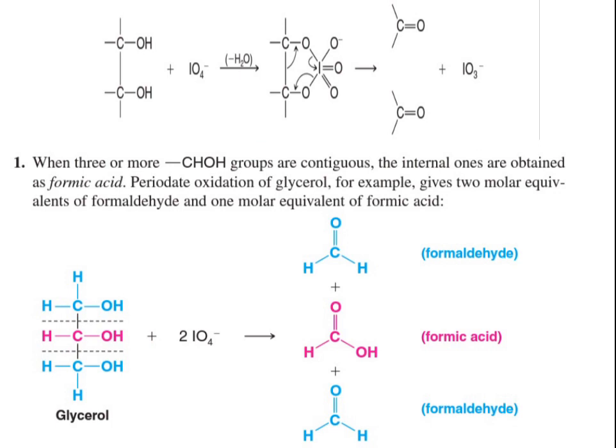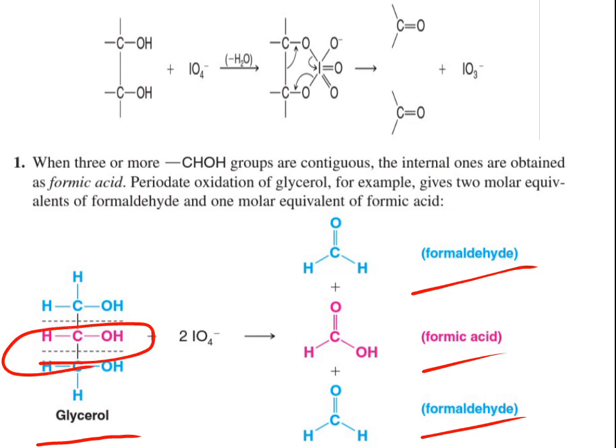Periodate oxidation of glycerol, for example, gives 2 molar equivalents of formaldehyde and 1 molar equivalent of formic acid. So you have taken this glycerol and you are doing the periodate oxidation. So this will give 2 moles of formaldehyde and 1 mole of formic acid. This middle carbon will form the formic acid.